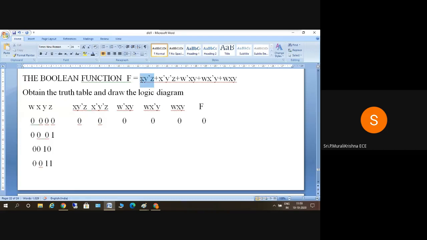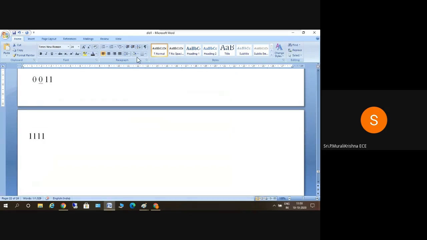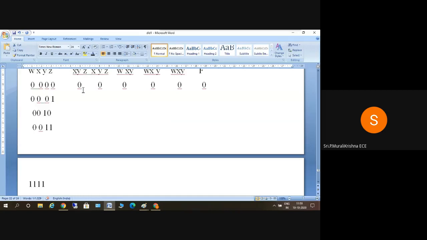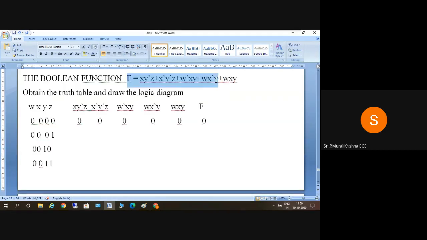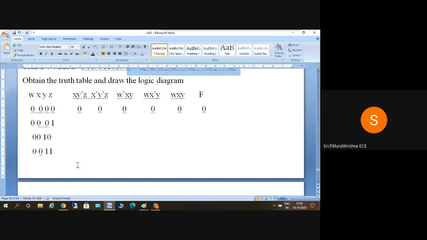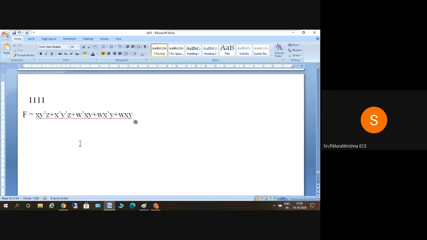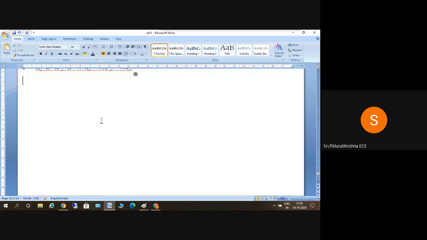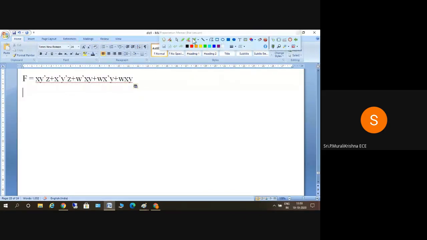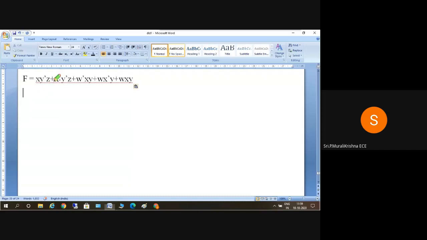So how many product terms do we have? We have 1, 2, 3, 4, 5 product terms and only one OR gate. So 5 product terms and only one OR gate. So we can go for the standard method. I told you the standard method, right? So I'll implement the standard method here. The standard method will be like this. We'll be having 5 product terms, so 5 AND gates.